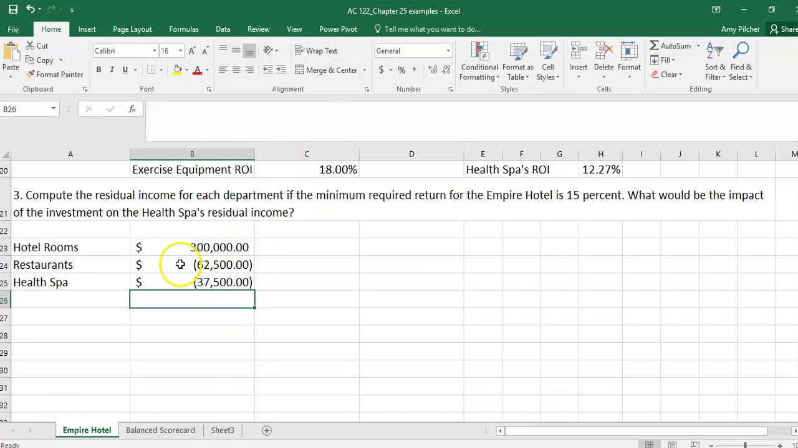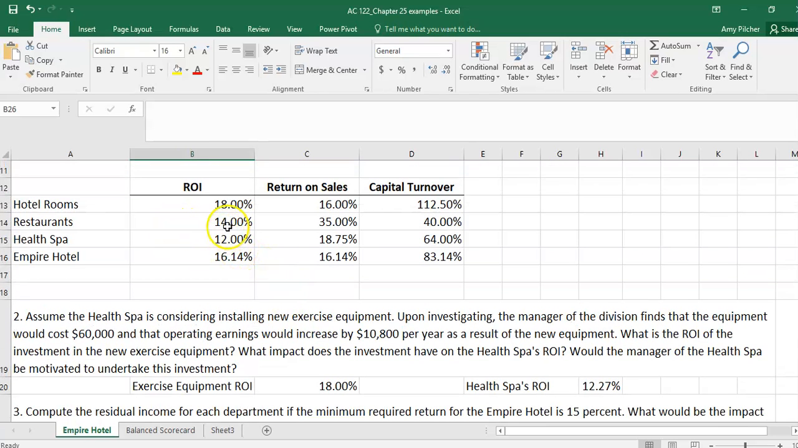We would anticipate that the restaurants and health spa were going to have negative residual income. And why we could have predicted that is because neither one of them is meeting that required 15% ROI. Only the hotel rooms division is over the 15% ROI.